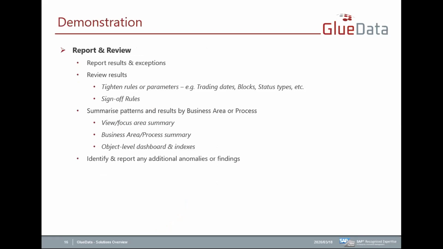Once that's done, we generate reports and then review. We look at those results and exceptions. We can tighten the rules or parameters. You can imagine that, for the dormant material, we were looking at material that hasn't traded in the last X amount of months. Let's say that's 12 months or 24 months, because it might be seasonal. You can change those trading dates and it will immediately spit out a different set of exceptions. Parameters you can add and tighten. You can also add dimensions and change where the rule is specifically applied. I don't want to apply every rule to every single record in my system, right?